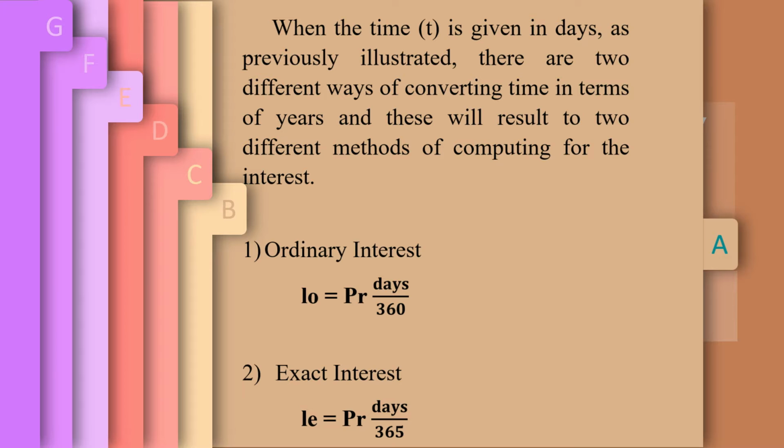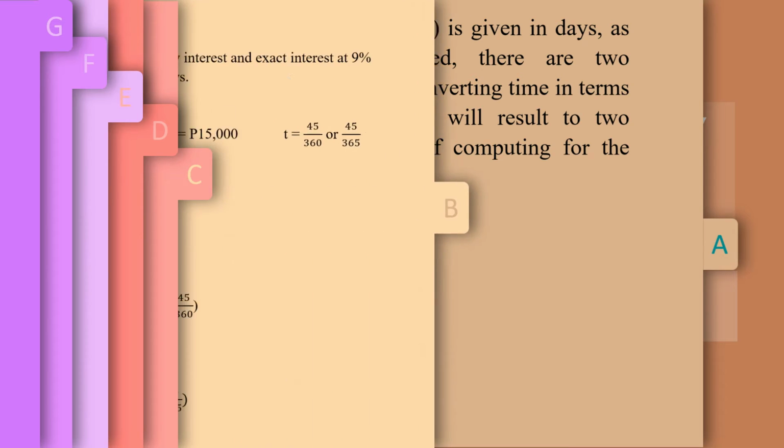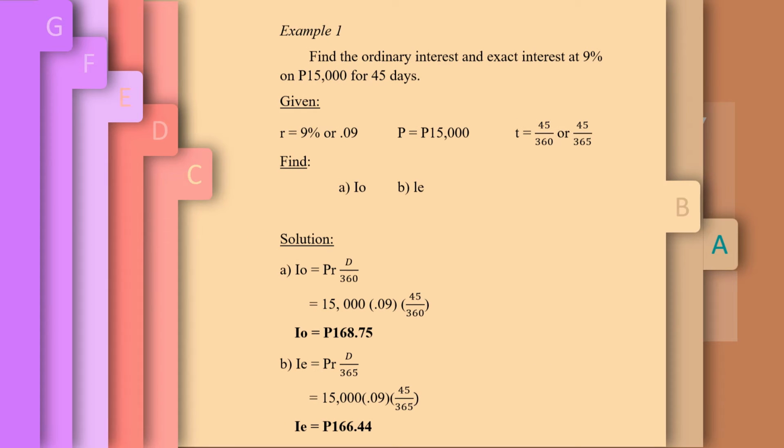we have here IO is equal to the principal amount times the rate and times the time. Since the time given is not in years, we have here days over 360. And the second one is the exact interest. From the word exact, the number of days in 1 year is equal to 365. Thus, the denominator must be 365 days.